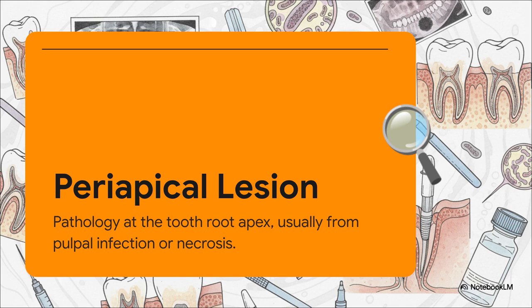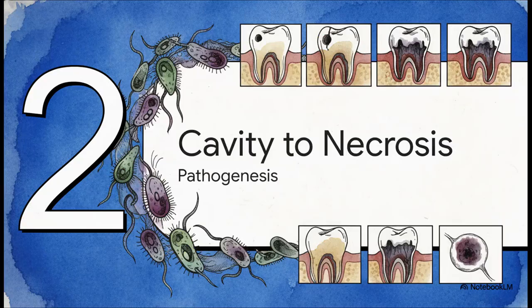The only way out is down. It spreads out through that tiny apical opening directly into the surrounding jawbone. And there you have it, a periapical lesion. So how exactly do the bacteria breach the vault?